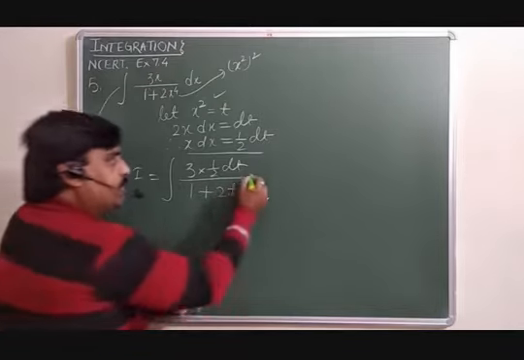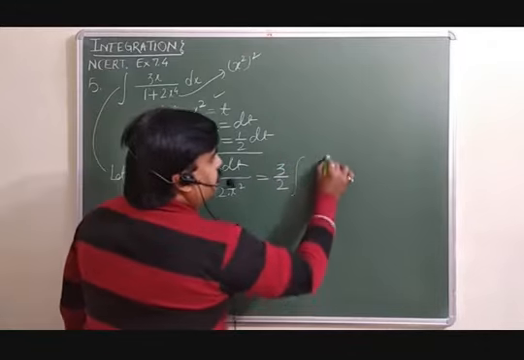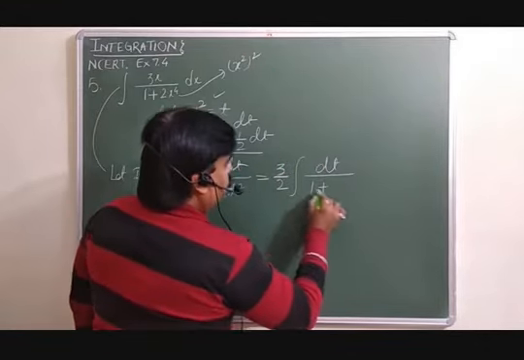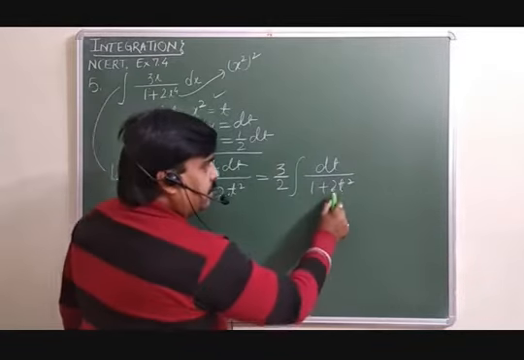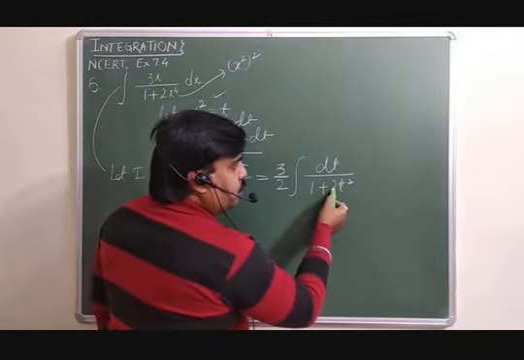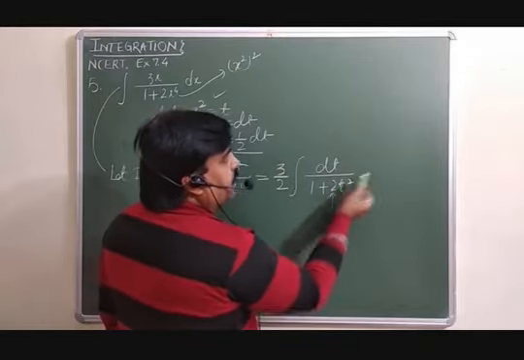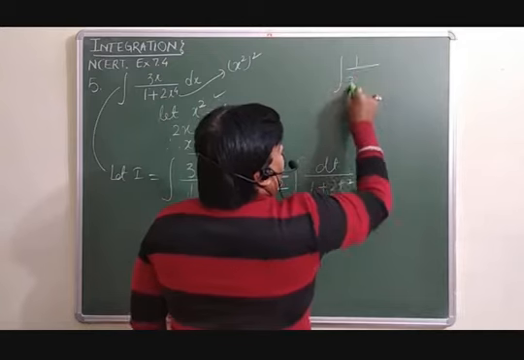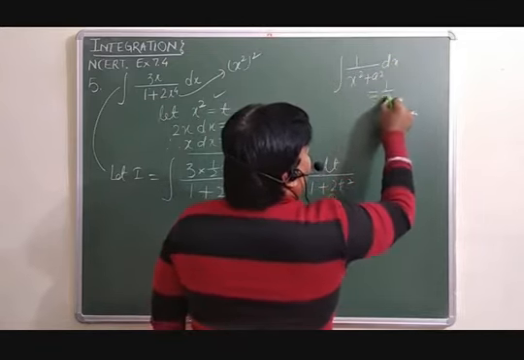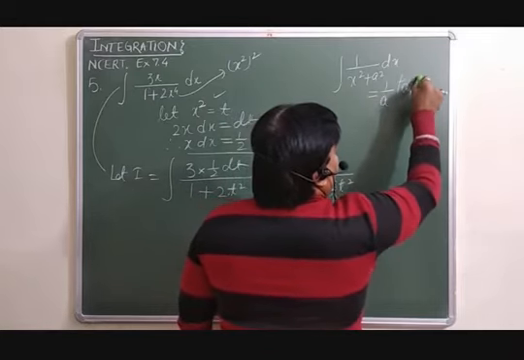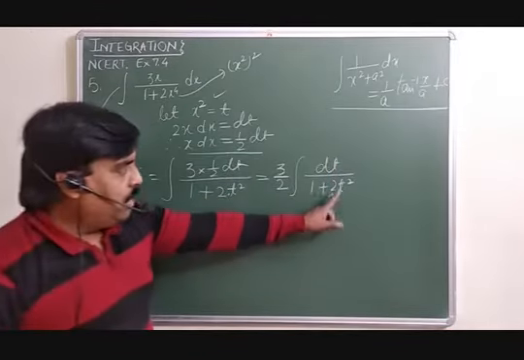But now the condition is here. This can be written as 3 by 2, you can take out. This is dt over under root 1 over 2t square. Now again the condition is here: the coefficient of t square is 2, it should be 1. Then you can apply the formula, 1 over x square plus a square dx is equal to 1 over a tan inverse x over a plus c.